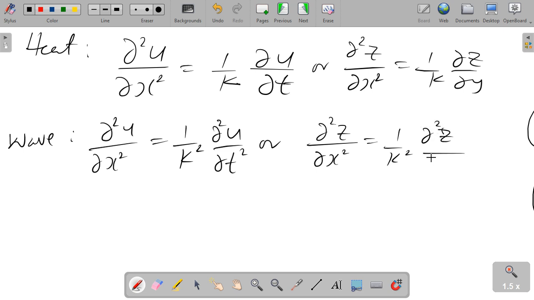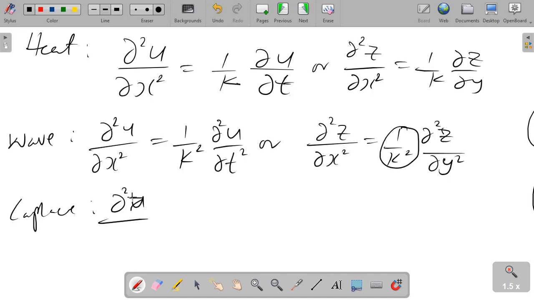partial y squared. And Laplace equation. Now Laplace equation is just that everything here will now turn to negative. That's all. So what do we have? Partial squared u over, or partial squared z rather. Let's just go straight to here. Partials, or you can even use any one you like. Okay, let's just do it normally the way we have been doing the rest.